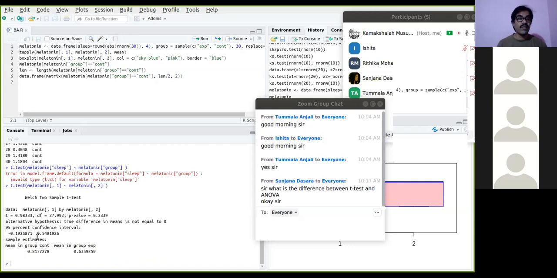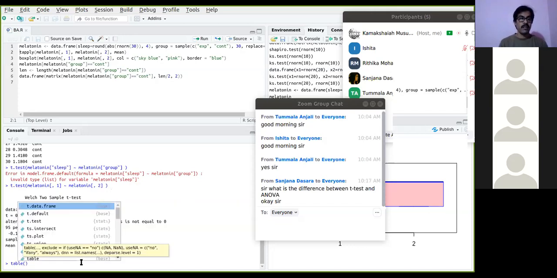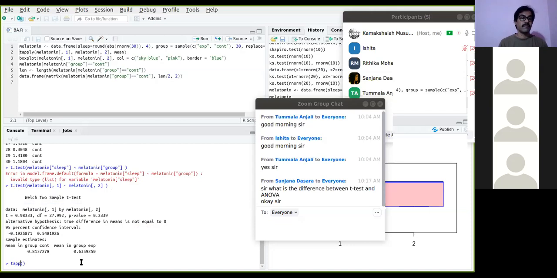Yes, now you see the t-statistic. Now, suppose you want to do the f-test instead of the t-test, because this melatonin group is a categorical variable. Let me show you with tapply. This is melatonin, and then you have sleep.